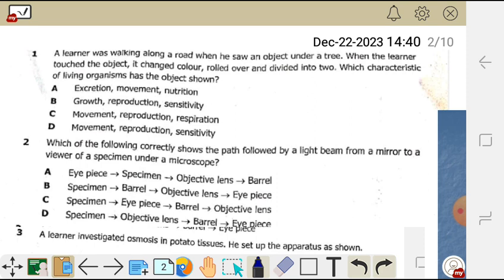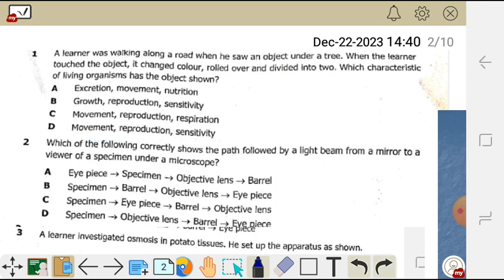Then from there, it divided into two. So dividing into two, meaning that is reproduction. It has reproduced. It has divided into two, forming two organisms. So it was one, now it is two. Why? Because it has divided. So this organism showed characteristics such as sensitivity, which is when it was touched, it changed color. Then it rolled over, that is movement, and divided into two, that is reproduction. So movement, reproduction, and sensitivity. So the correct answer here is D.